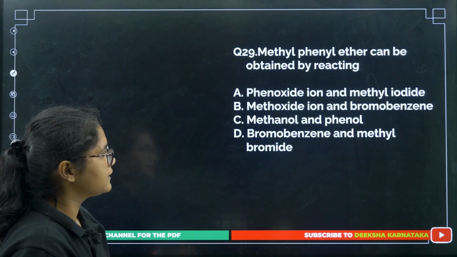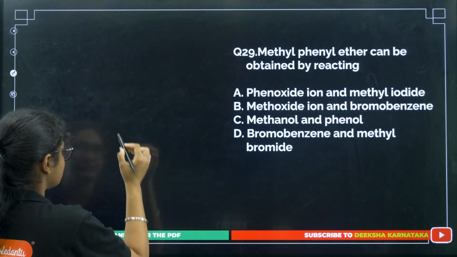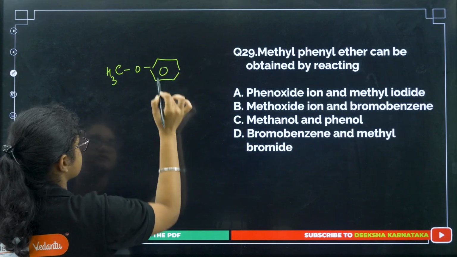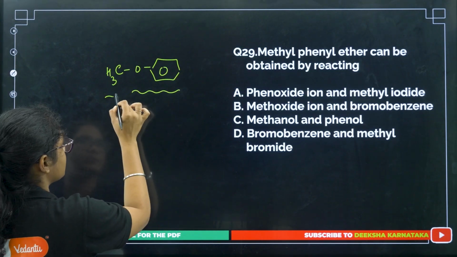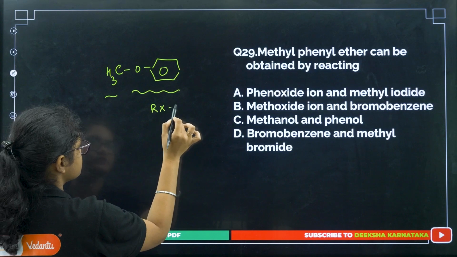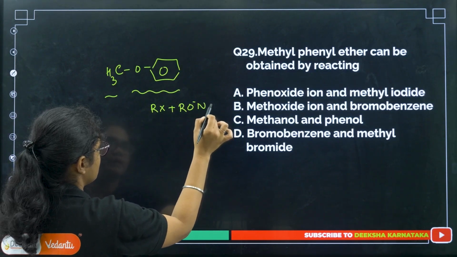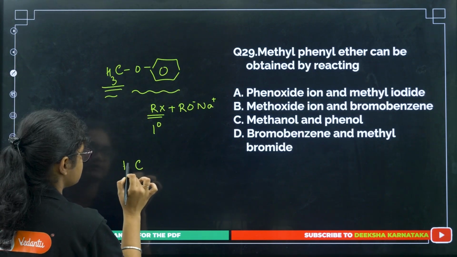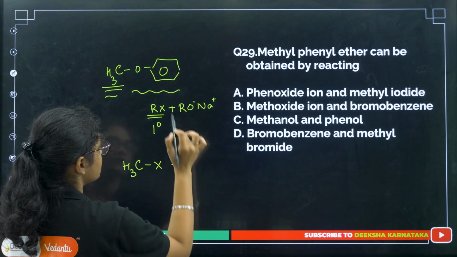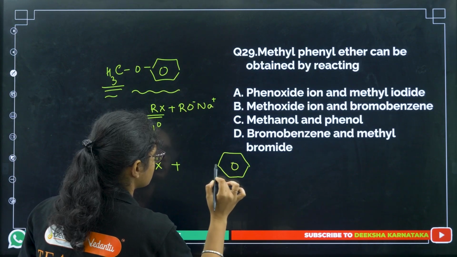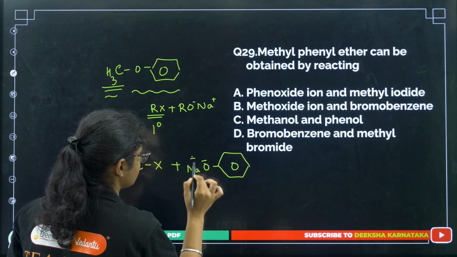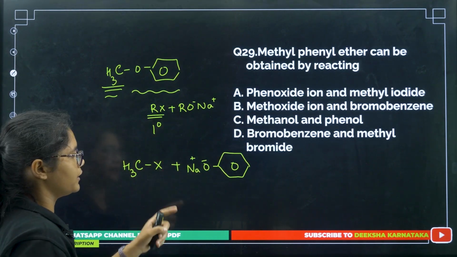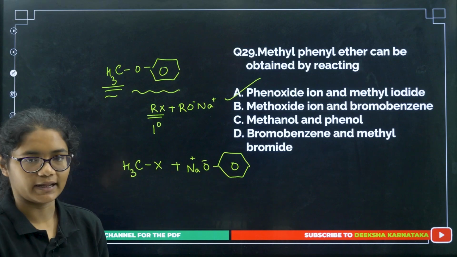Next, methyl phenyl ether can be obtained by reacting. So we need methyl phenyl ether, meaning CH3O and then this one, right? So for this part and this part, we should have one RX and one RONa, right? I told you this RX must be a primary group, meaning this one has to be CH3X, plus we should have here C6H5O minus Na plus. Okay. So I need what? Phenoxide ion and methyl iodide. Okay, so the correct answer is option number A here.